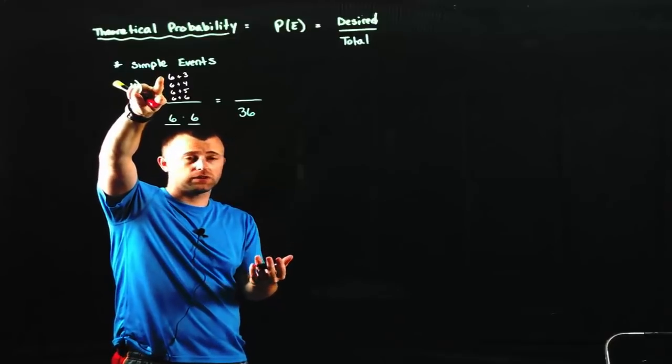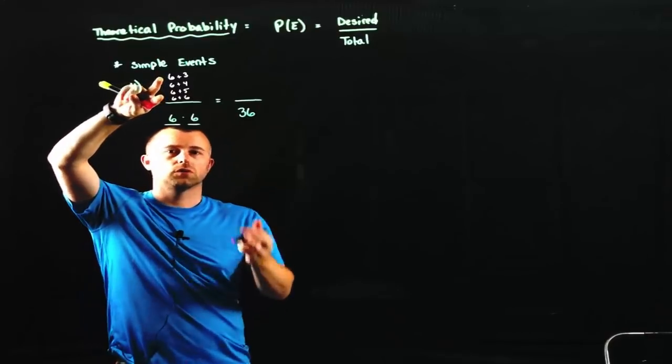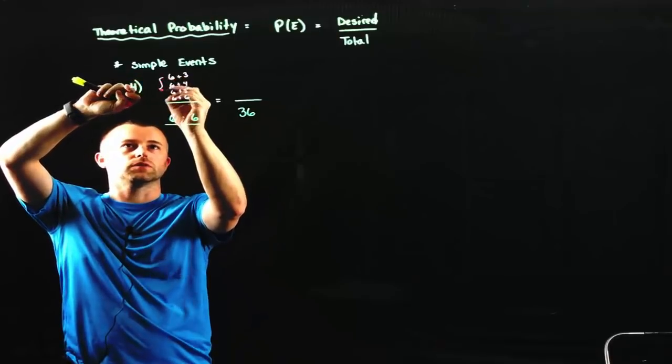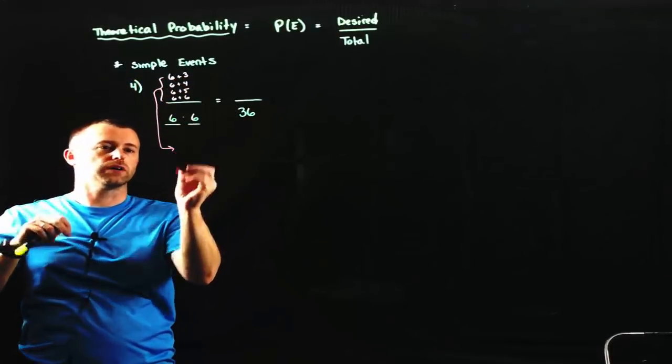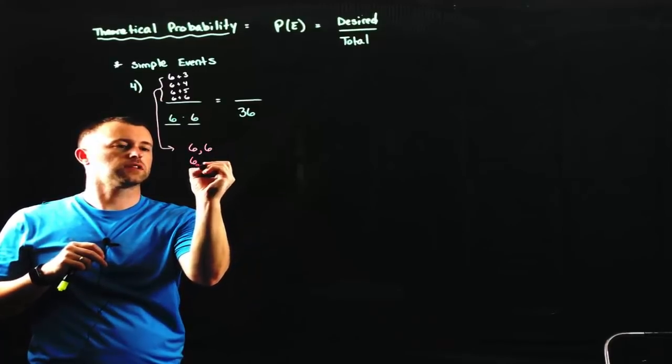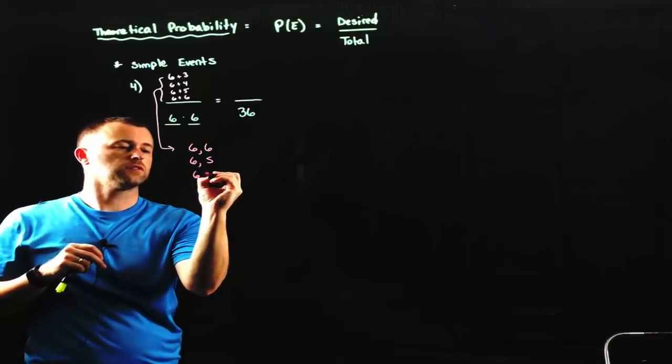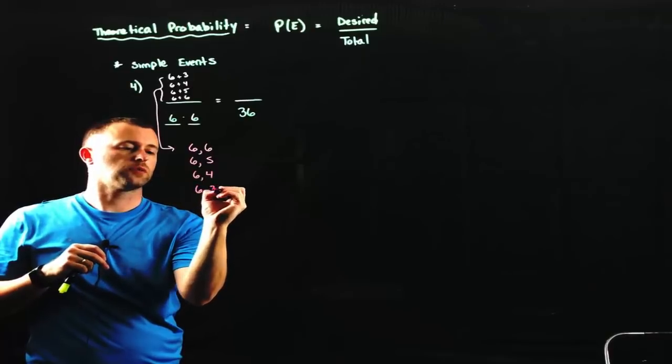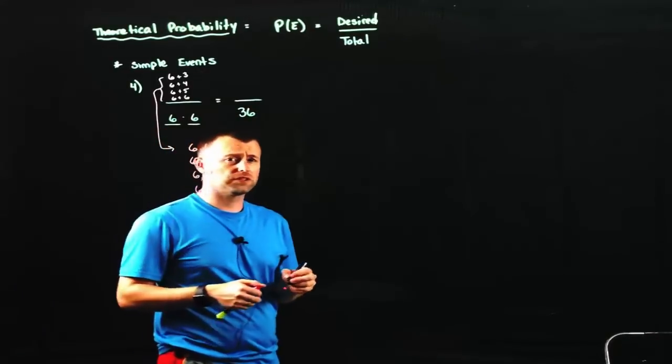And here we just have to figure out what those events are. I'll probably go ahead, because I'm going to run out of room if I do that. So I'm going to move those down here. As I said, I have 6 and 6, 6 and 5, 6 and 4, and 6 and 3. So that's all the ones if I rolled a 6 first.